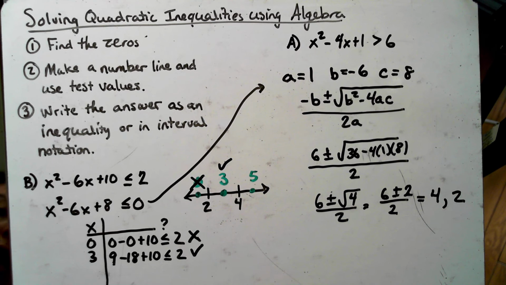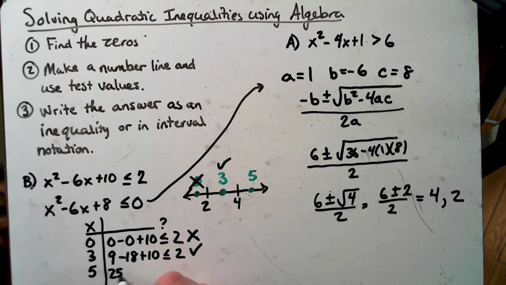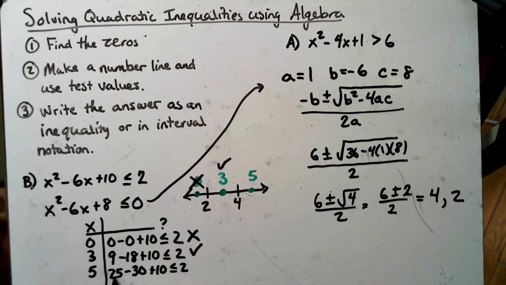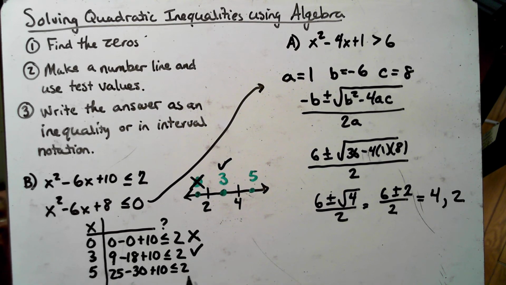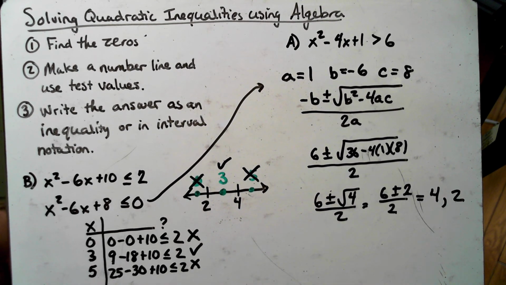Yay. And then if I put in 5, 5 squared is 25, minus 6 times 5 is 30, and plus 10. And I have to check to see if that's less than or equal to 2. This combines to get 5. 5 is not less than or equal to 2, so this one does not work.